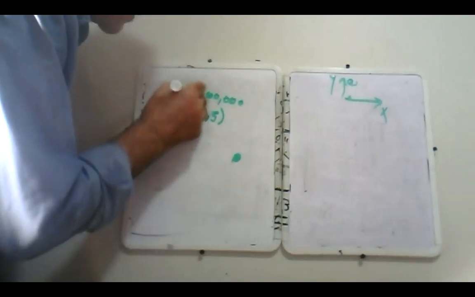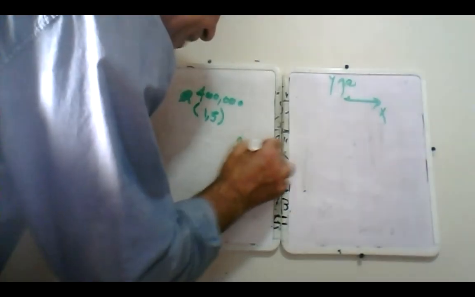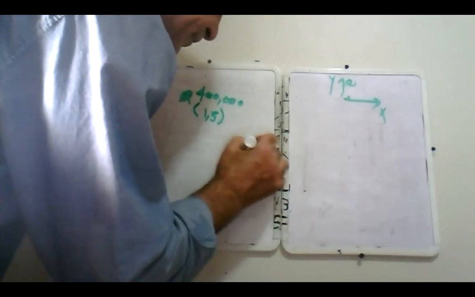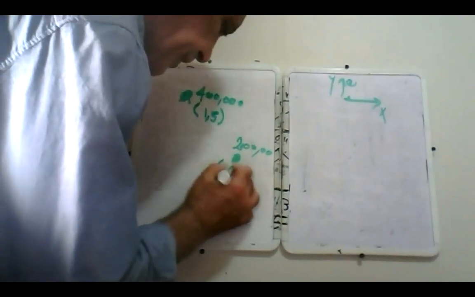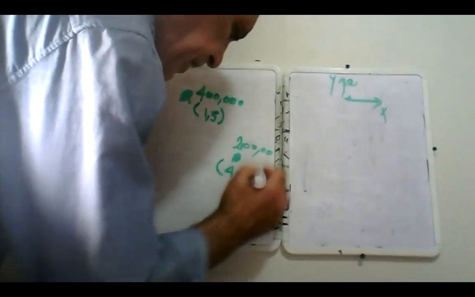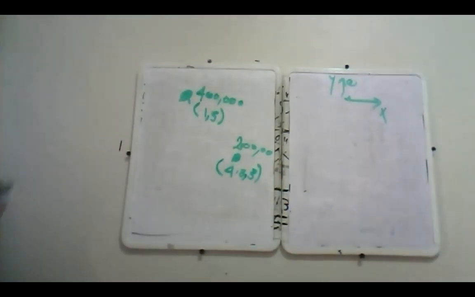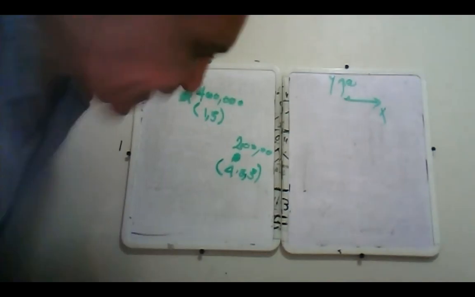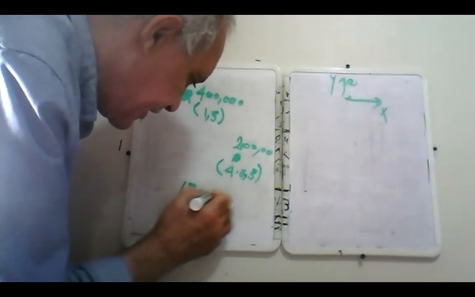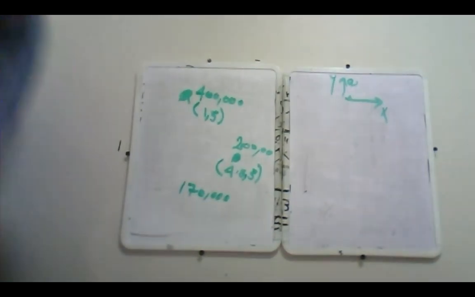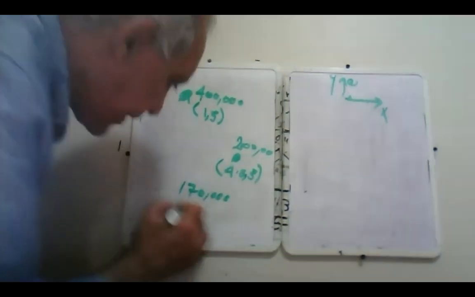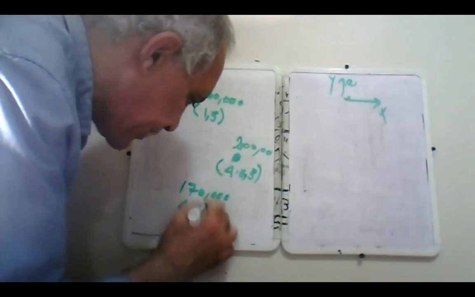The other location is down here. It gives 200,000, and the points are 4.5 and 3. The third point is 170,000, where x is 4 and y is 1.